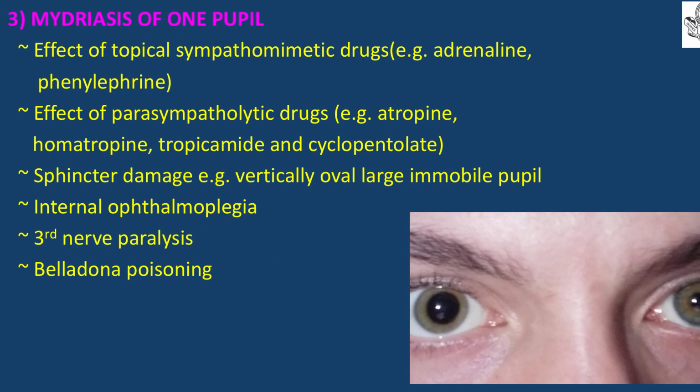Mydriasis of one pupil, effect of topical sympathomimetic drugs like adrenaline, phenylephrine, effect of parasympatholytic drugs like atropine, homatropine, tropicamide, and cyclopentolate. Sphincter damage, vertically oval, large immobile pupil, internal ophthalmoplegia, third nerve paralysis, belladonna poisoning.